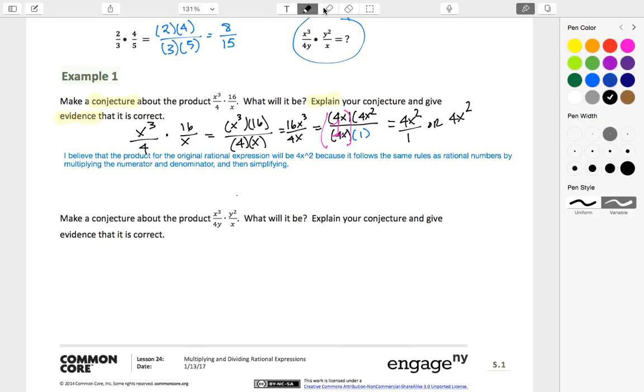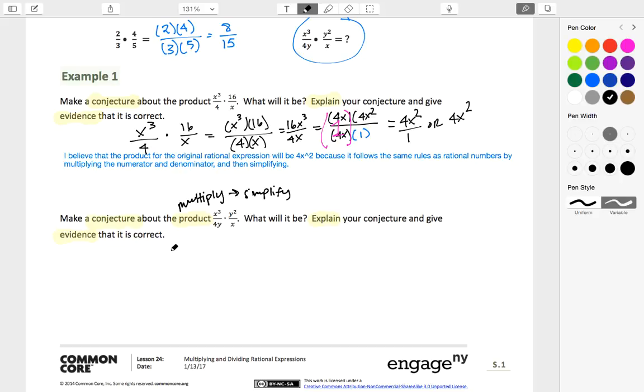Okay, so here we still have, it says make a conjecture. So based on our observations, what we know about rational numbers and how to multiply them with fractions, we want to find the product, right? So we want to find the answer to this rational expression. What will it be? Explain your conjecture and give evidence, okay? So remember, product means to multiply. So we know we just need to multiply, which will eventually lead to simplify.